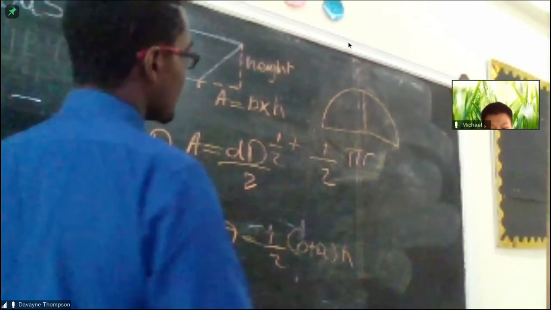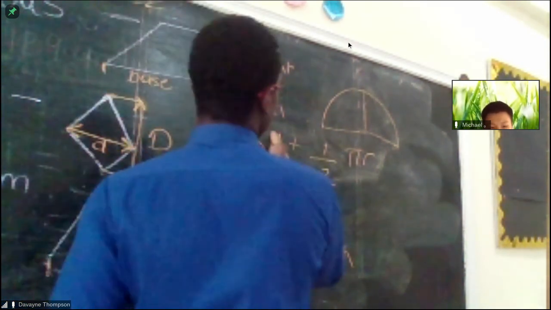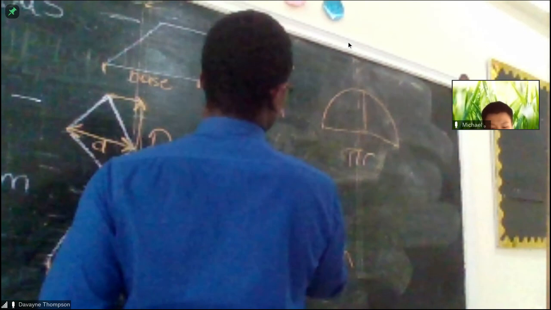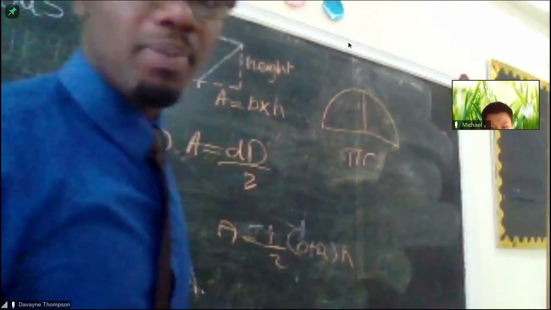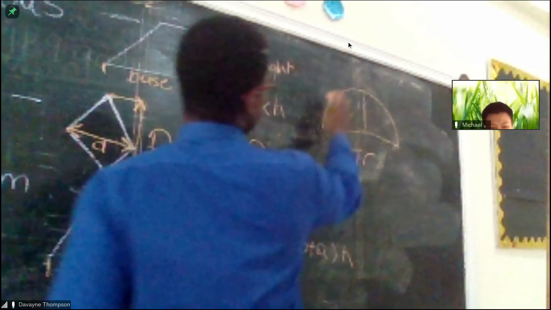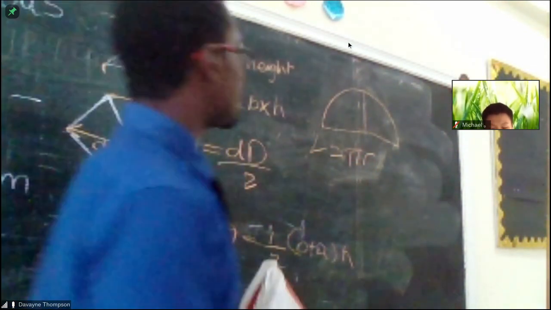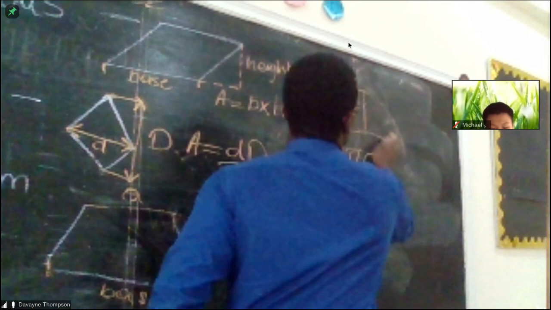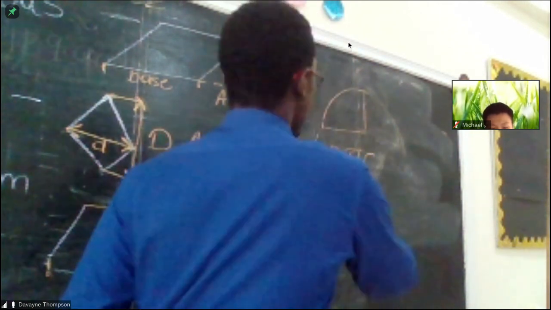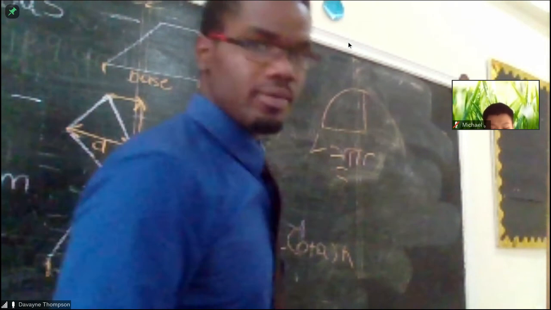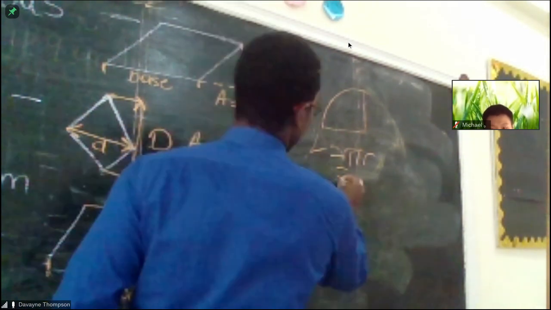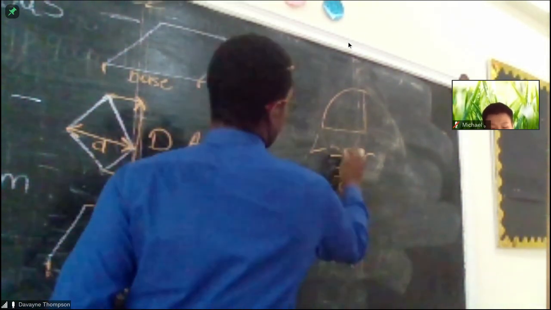So therefore, if I have one whole, that means I have an entire pi r. So the length of this arc is equal to pi r, and half of that length now would have been 1 divided by 2 pi r.